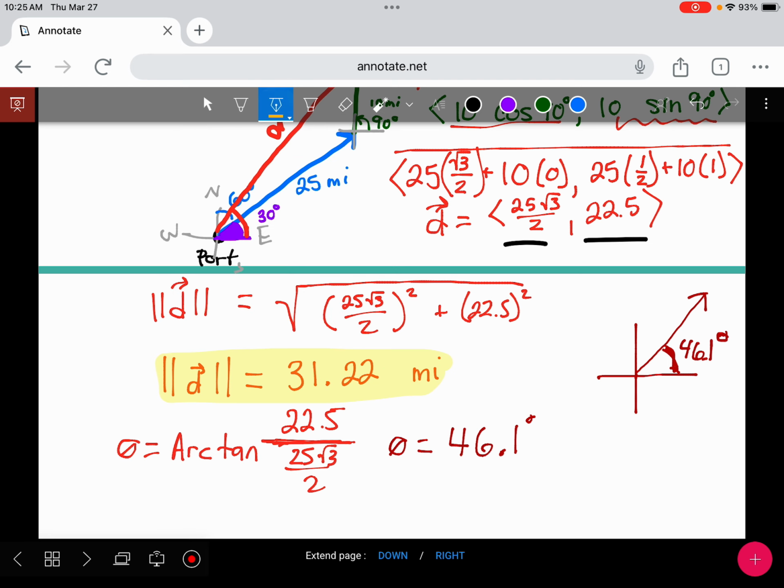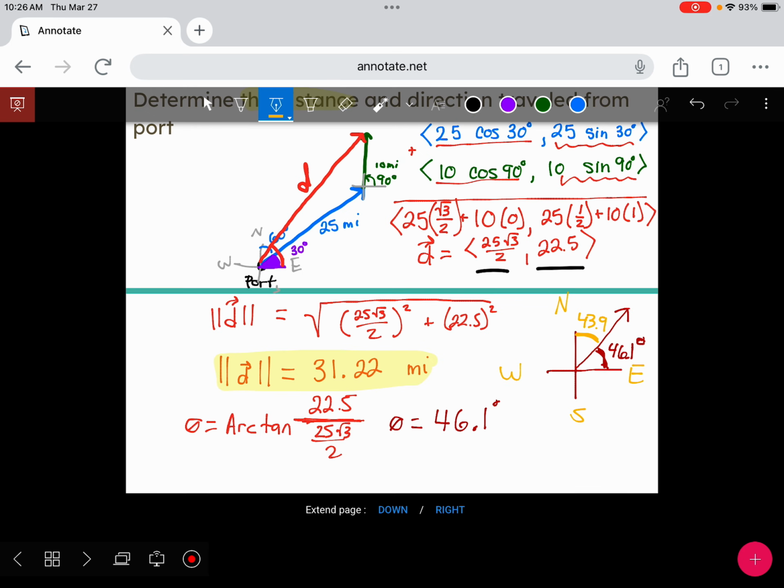So what angle do we use for the bearing, if we wanted to write this as a bearing? Do we use the 46.1? We need this guy. We need its complement for the bearing. So what is the complement here? 43.9. So their direction from where they started, from port, it's as if they went north 43.9 degrees east.